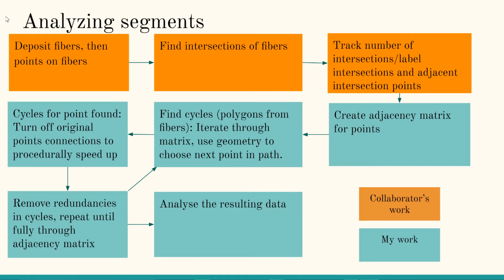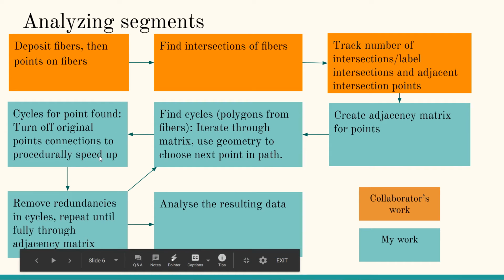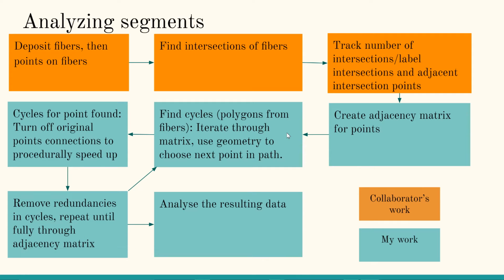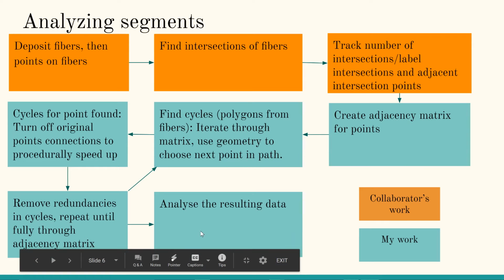Here's a quick overview of the process we use to analyze the segments. First, we deposit the fibers, then deposit points on those fibers, find intersections of the fibers, track the number of intersections and label them, and find the adjacent intersection points. Then I create an adjacency matrix for those points, and then the algorithm goes into a loop where it does one loop of this for each row in the adjacency matrix, because a row in the adjacency matrix corresponds to an intersection point. And then after all that's done, I analyze the resulting data.